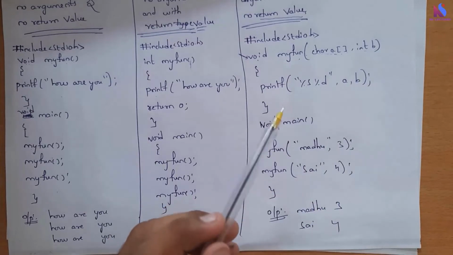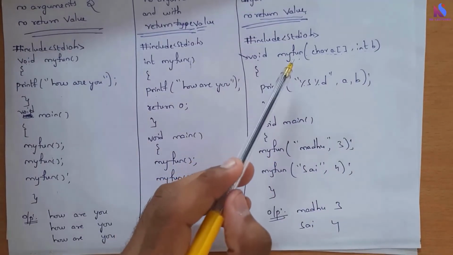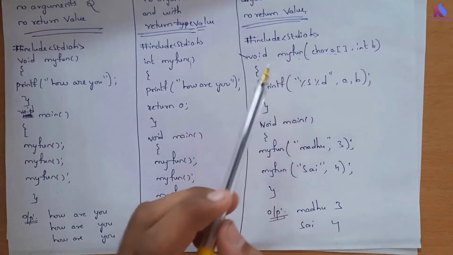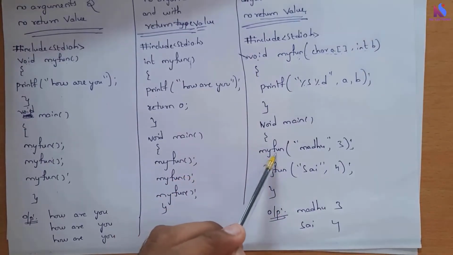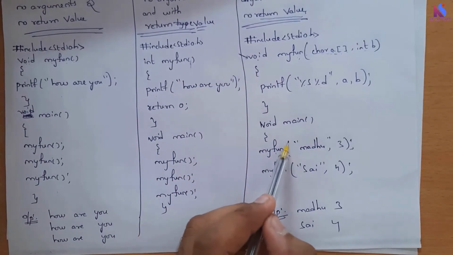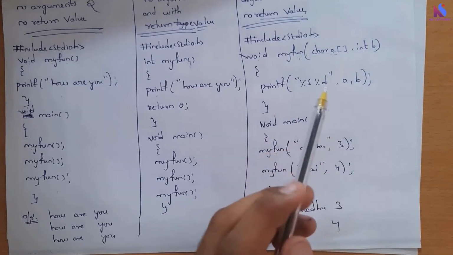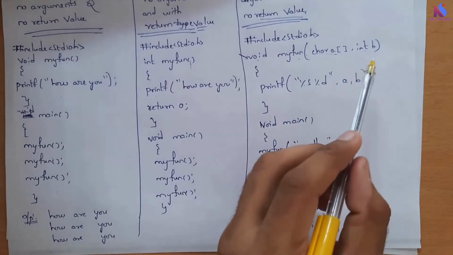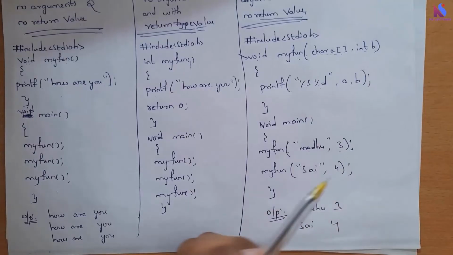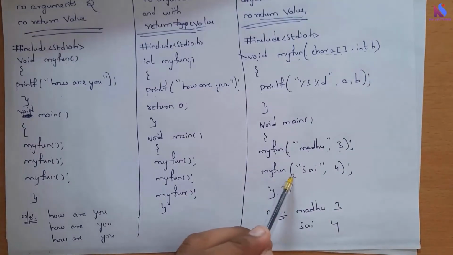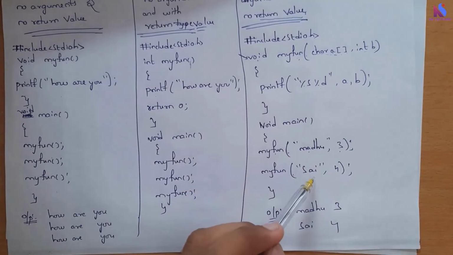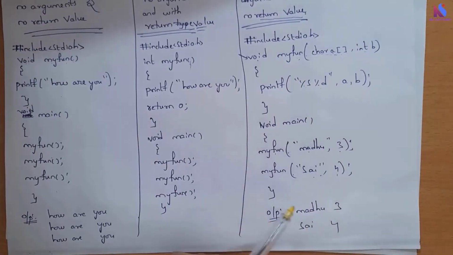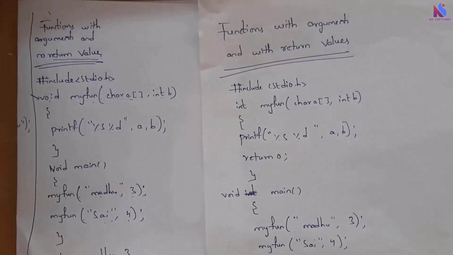And inside void main I wrote my function name. Here I gave my function name as myfun, so you need to write myfun here, and inside this you need to give values. I am giving the string as Madhu and the integer value as 3. And similarly again I wrote myfun, and inside this I wrote the string name as Sai and the value as 4. By writing this program I will get output as Madhu 3, Sai 4. This is my output.